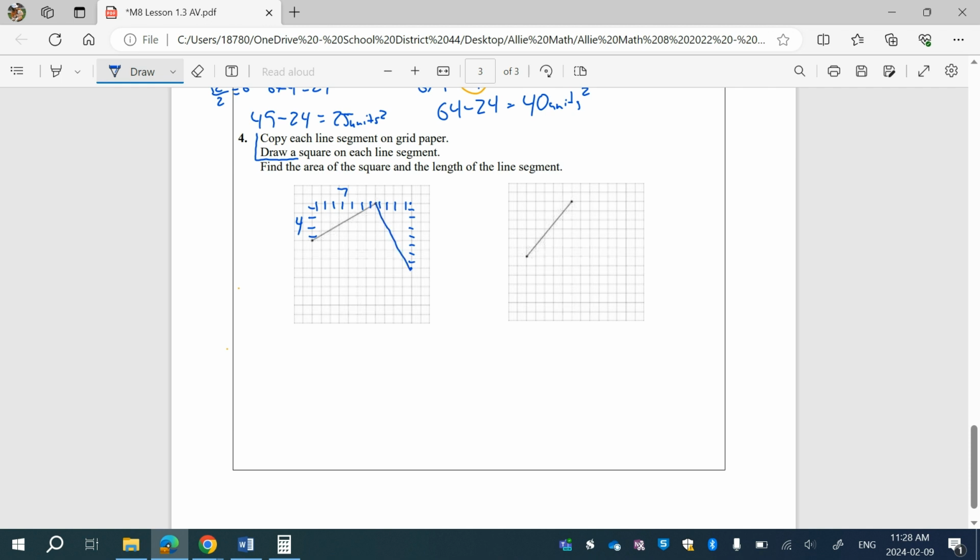For our next dot, again, we're going to go 1, 2, 3, 4, turn the corner, go 7, 1, 2, 3, 4, 5, 6, 7. Last dot is right there. And now we've made a square.